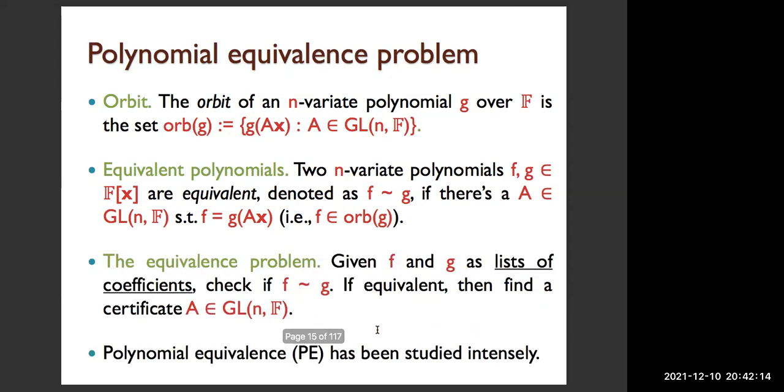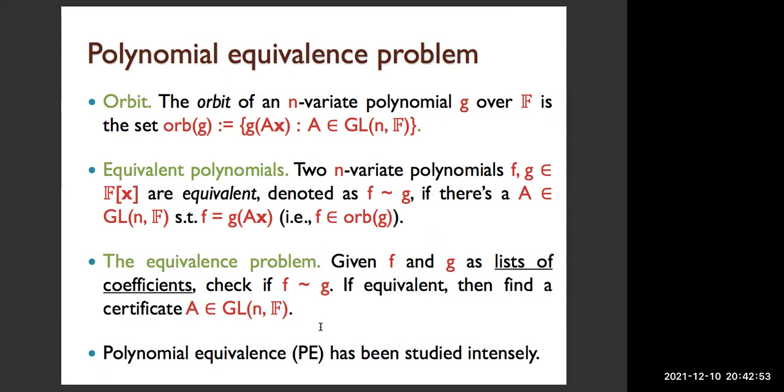So what is known about the equivalence problem? But before that, what is the equivalence problem? The polynomial equivalence problem is the following: you're given f and g verbosely as lists of coefficients. No more black boxes; we'll go back to black boxes in a while. But classically, the polynomial equivalence problem is defined like this: you want to check whether indeed f and g are equivalent or not, and if so, then you would like to output a witness A such that f is equal to g(Ax).